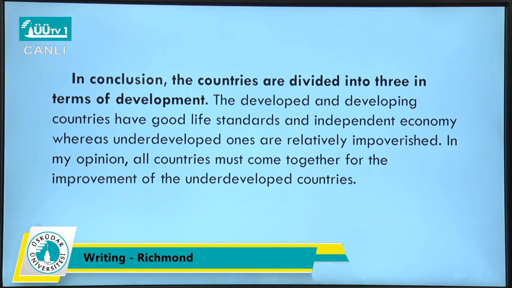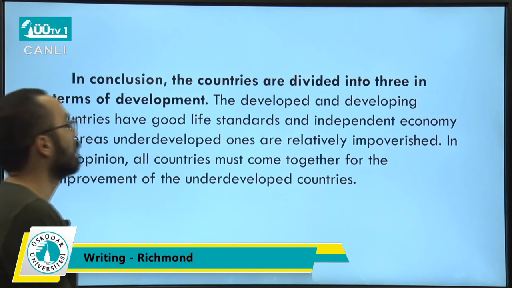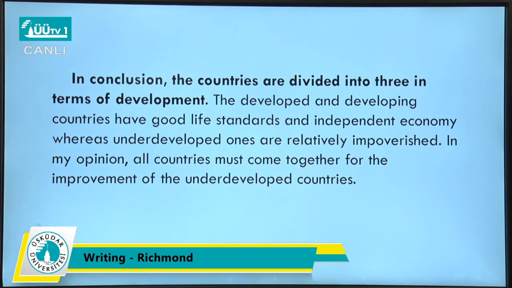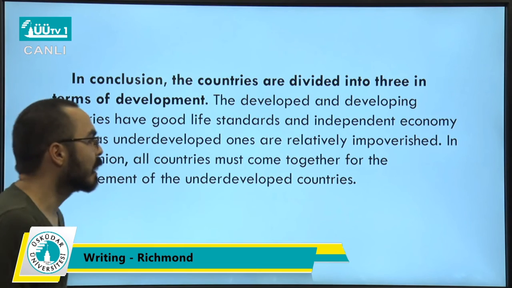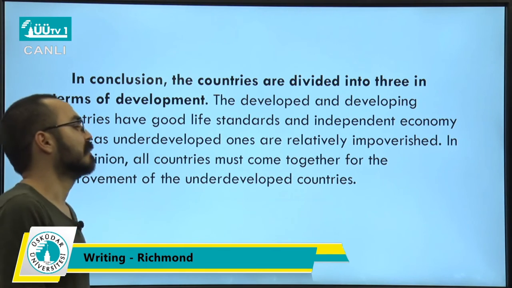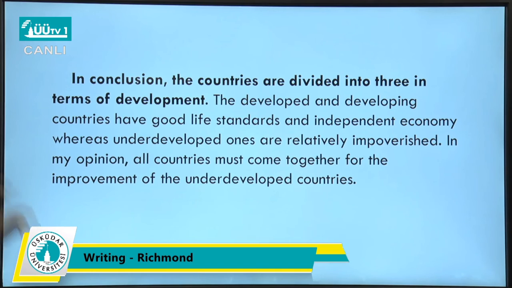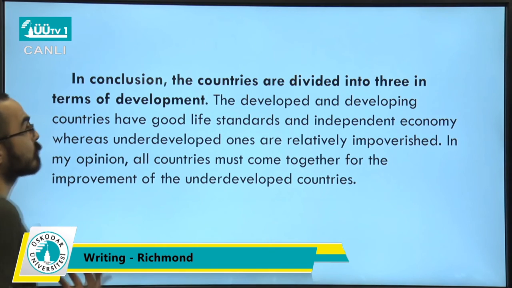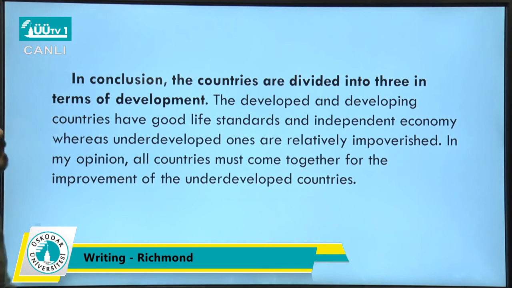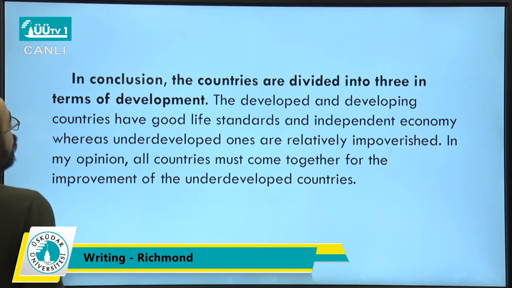So, in conclusion, the countries are divided into three in terms of development, okay? The developed and developing countries have good life standards and independent economy, whereas underdeveloped ones are relatively impoverished. In my opinion, all countries must come together for the improvement of the underdeveloped countries. So, again, what we talked about is done perfectly here actually. So the writer gave us the closing part. In conclusion, the countries are divided into three in terms of development.